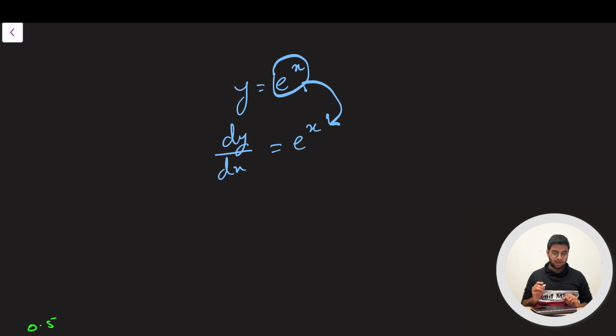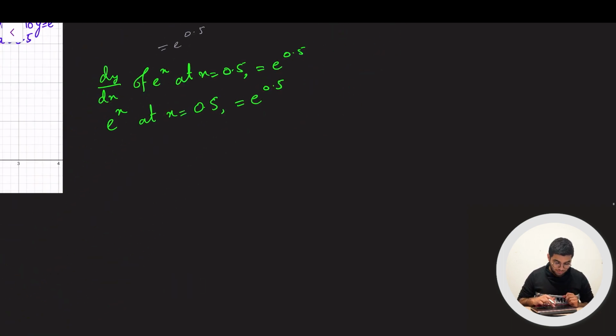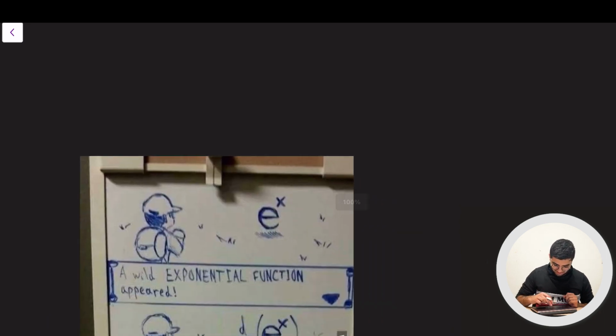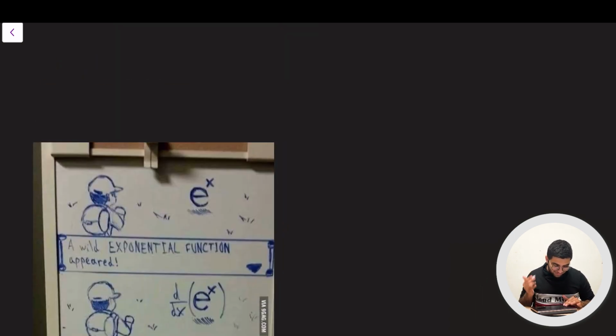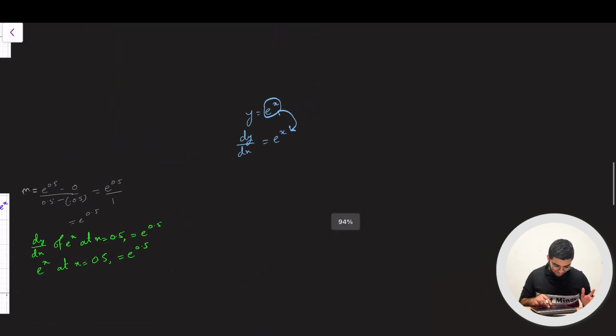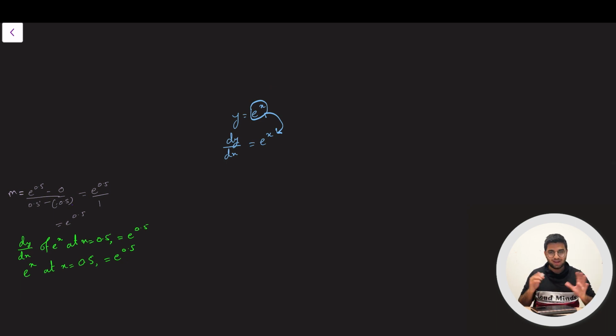And this is an appropriate time to show a traditional meme that whenever we discover this fact, we show. A wild exponential function appeared, you use differentiate, it's not very effective because the function doesn't change. I know it's not that funny of a meme, but it's a traditional one. My teacher showed me, she found it from other places. You have to show it.